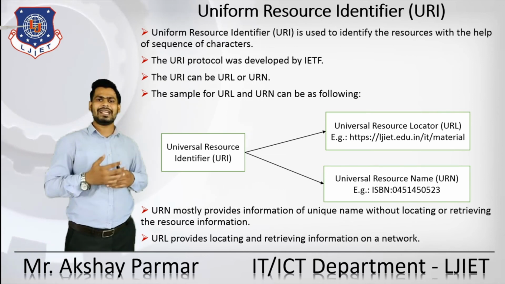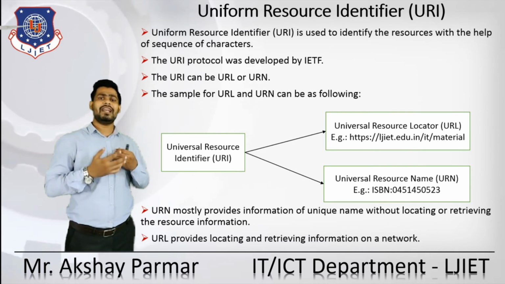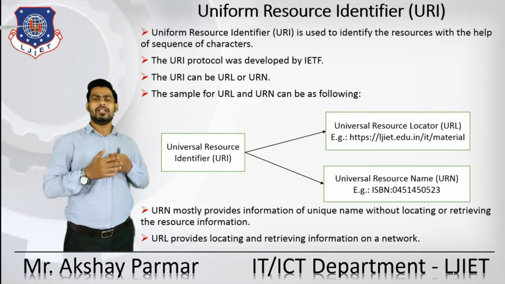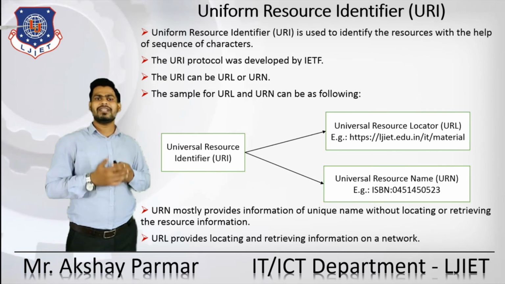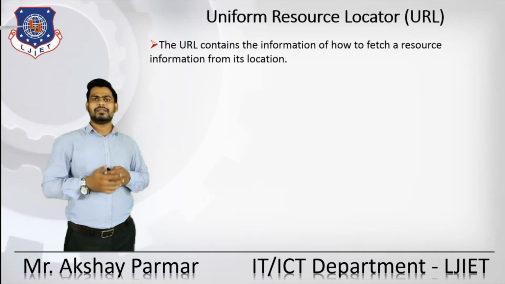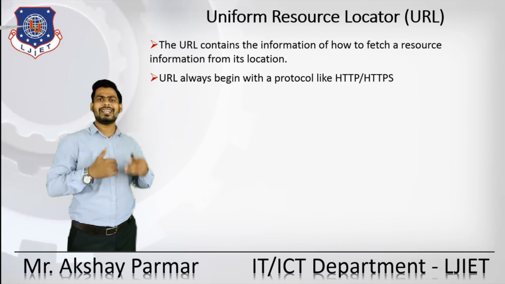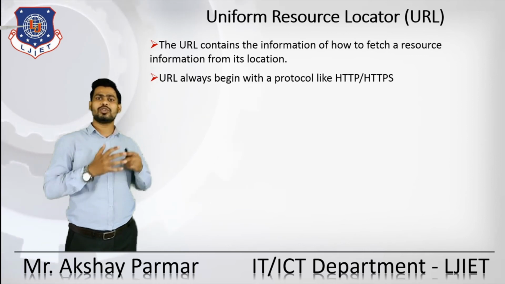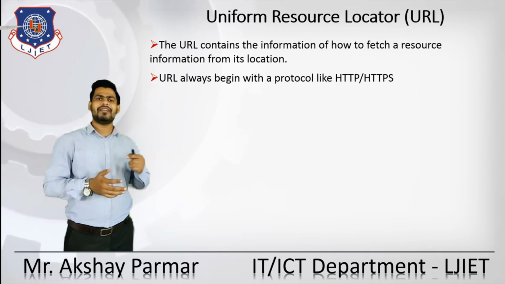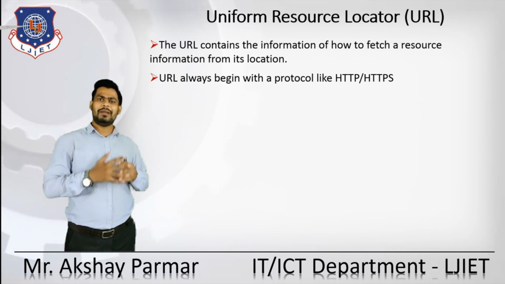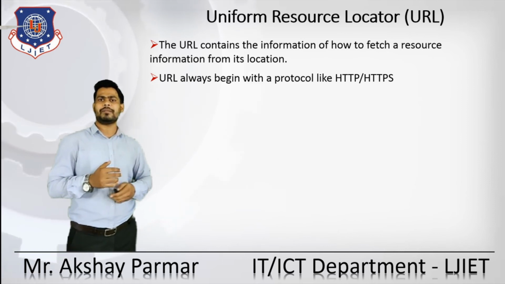Whenever you are locating and then retrieving information on the internet, you need to use a URL, and whenever you don't need to locate and retrieve the resource information, you can switch over to the URN, which stands for Uniform Resource Name. After that, the Uniform Resource Locator, so let's see it in brief. The URL contains the information of how to fetch the resource information from its location.